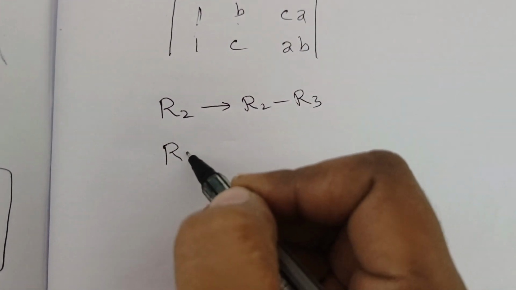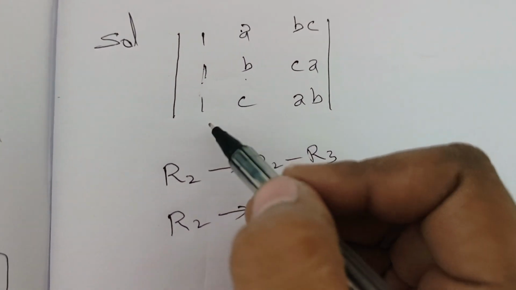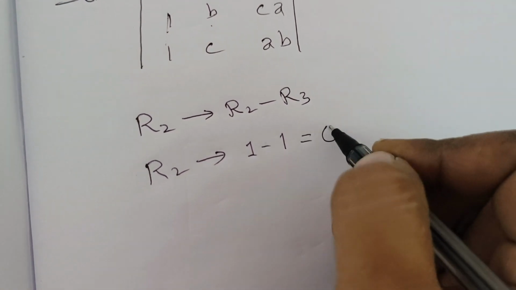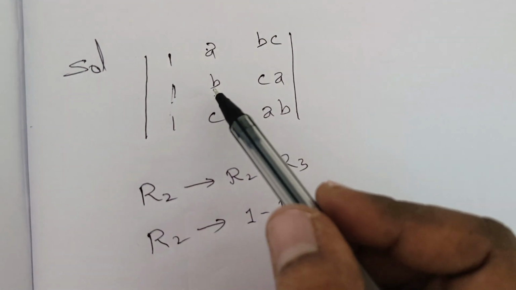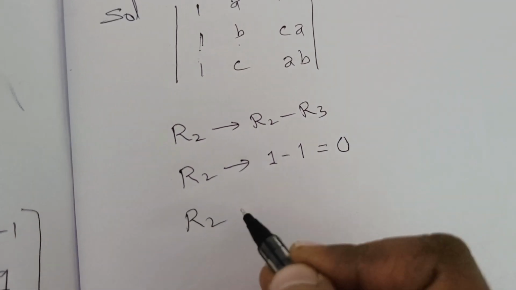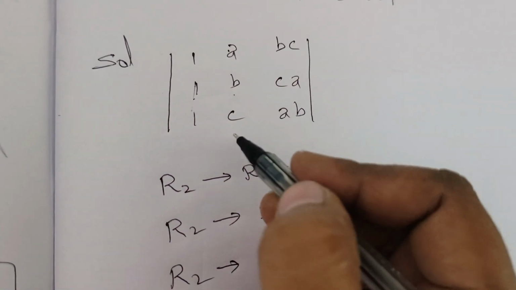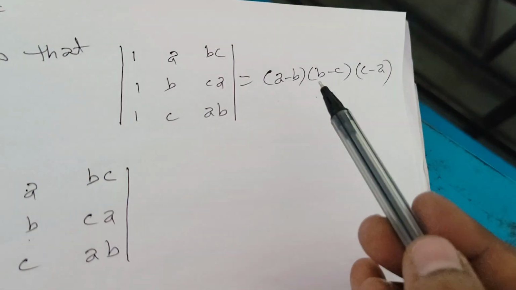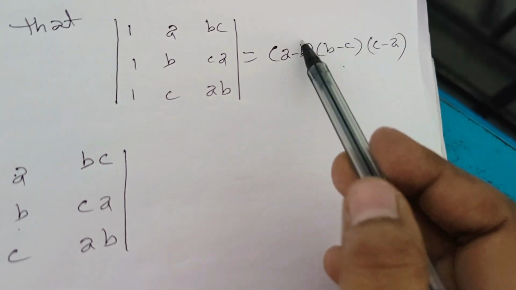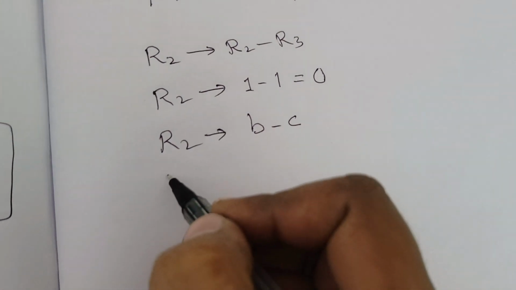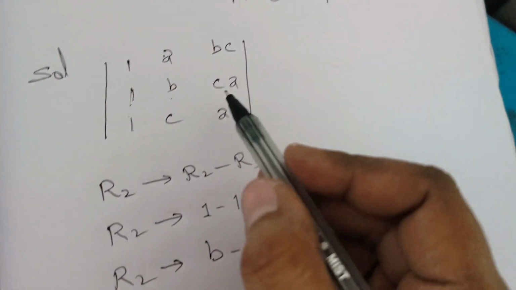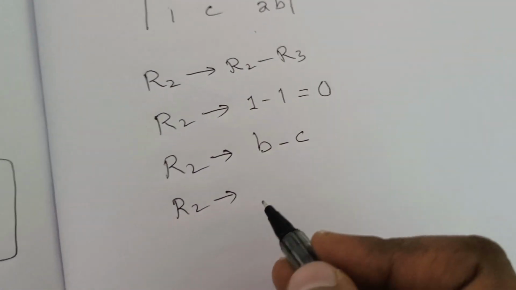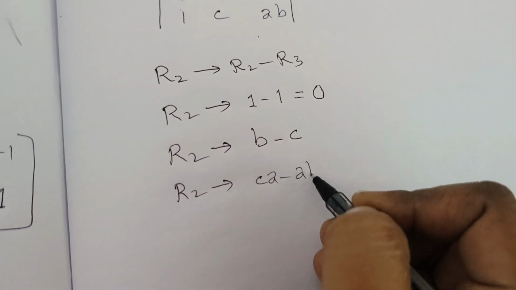So this is R2. R2 first term is 1, R3 first term is 1. So we will write 1 minus 1 is equal to 0. Now when we subtract second terms, R2 second term is b, R3 second term is c. So this is b minus c. So here also we have b minus c, which means we got this term. In the next step, R2 third term is ca and R3 third term is ab, so this is ca minus ab.